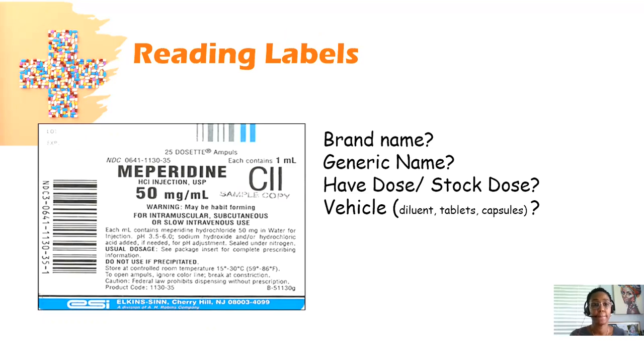So what's the brand name? So there is no brand name. This is a generic label. Our generic name is meperidine hydrochloride. Our dose is 50 milligrams in each ml. This is a liquid and injectable, each ml is 50 milligrams. And our vehicle, as we could see, it comes in ml, it comes in a liquid form. The brand name for this medication is Demerol.